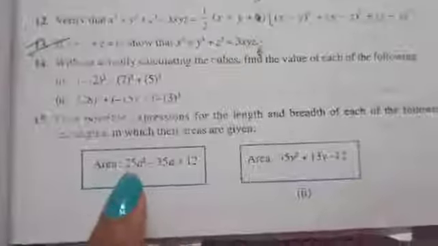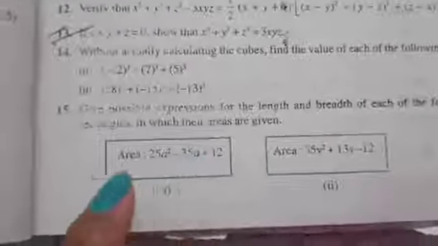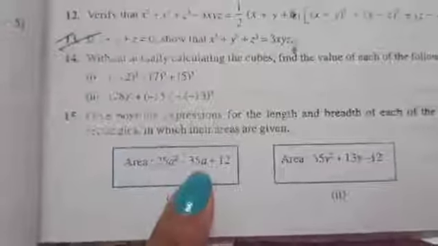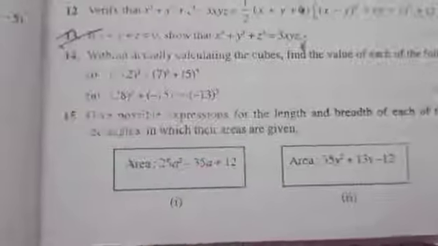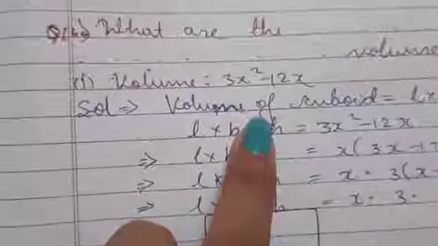Okay, next we will see question number 15. Question number 15 is, give possible expressions for length and breadth of each of the following rectangles in which their areas are given. Means the areas of the rectangles are given and we have to find their length and breadth. And we know that area is equal to length into breadth. We have to find length and breadth, means we have to find the factors of these given algebraic expressions.